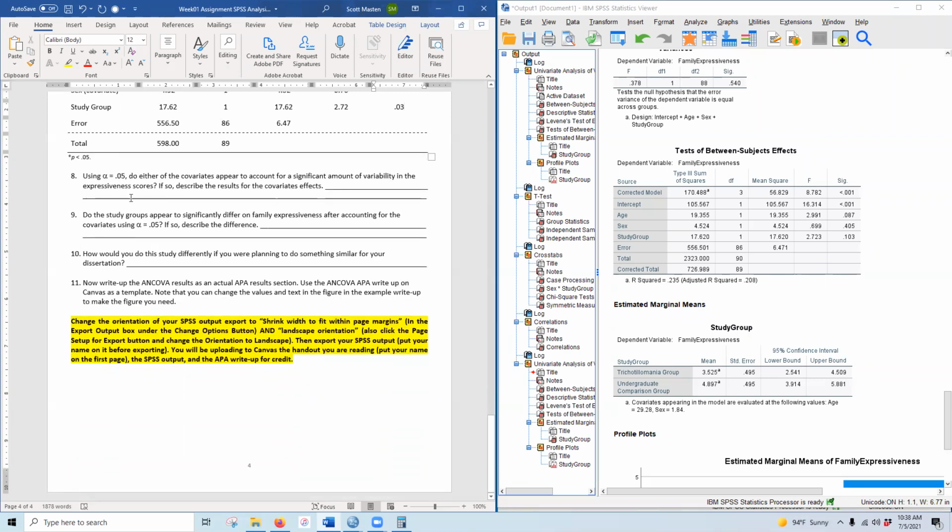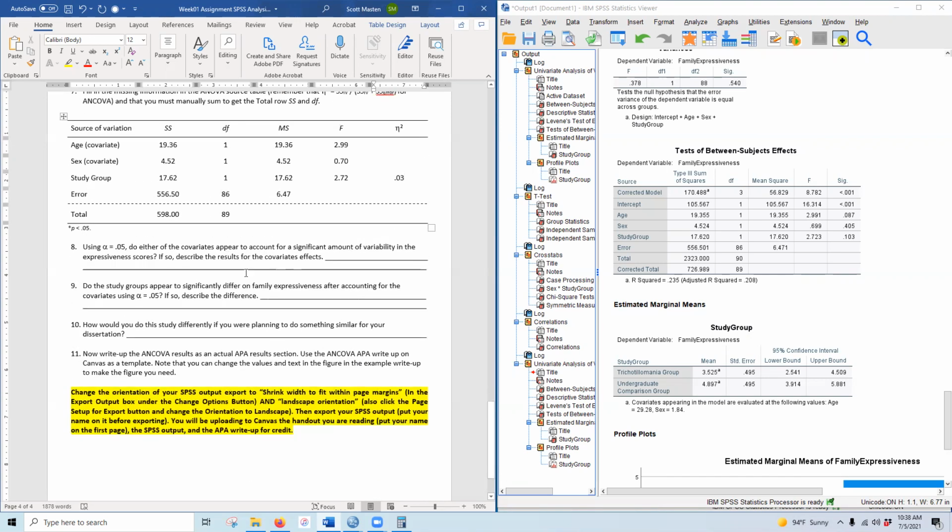All right, using alpha of 0.05, do either of the covariates appear to account for a significant amount of variability in the expressiveness scores? Nope. And nope. No stars, not significant, not significant. So no. I mean, the short answer here is no.